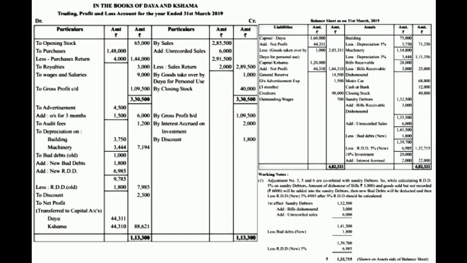So we have to pass this entry into the profit and loss account. Carried down always appears on the opposite side of the next account. So below this we have a P&L account. We can see this entry in the P&L account credit side by gross profit brought down 1,09,500. Now forget about the trading account. Now we are going to close the P&L account.